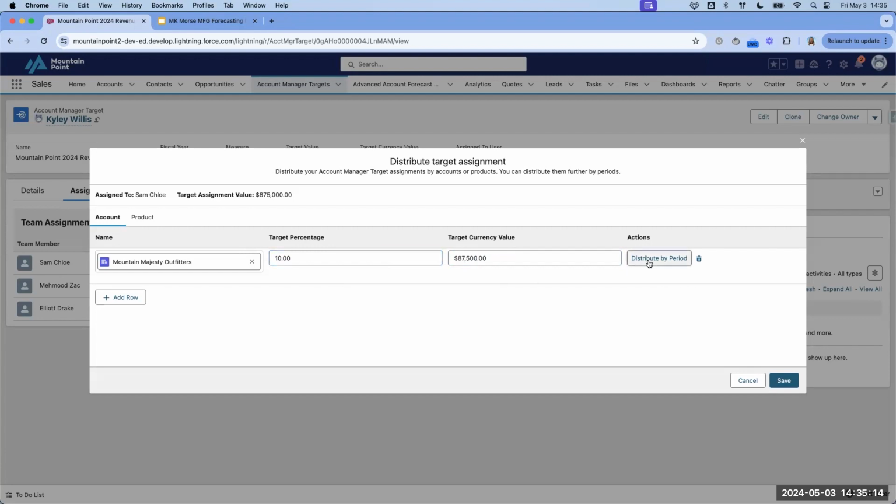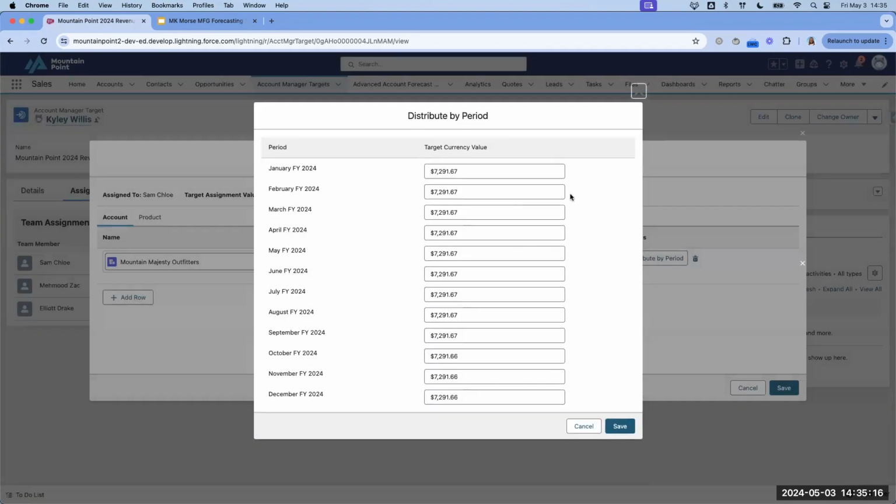And then we can distribute that by period even further. So of that $87,000, this is how it's split evenly across the period, but we could change this and say, we know based on sales history that this is actually probably going to be a higher month. And so we can just make those adjustments here. So you do have the ability to further customize this as needed, but the system does evenly split it to help out.